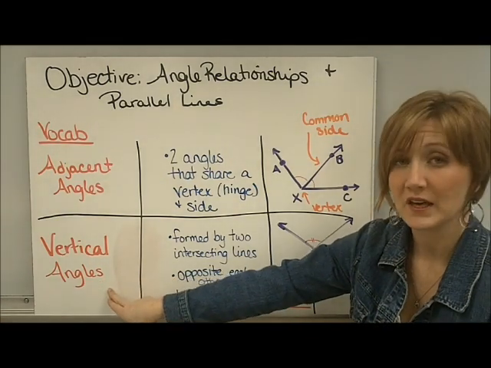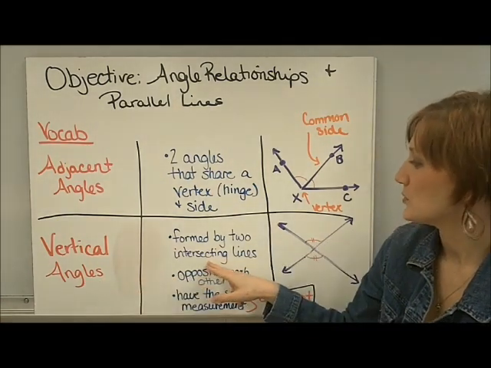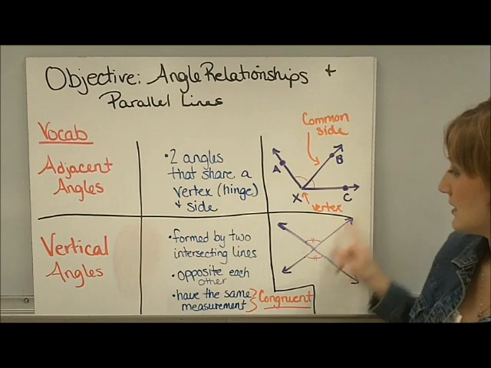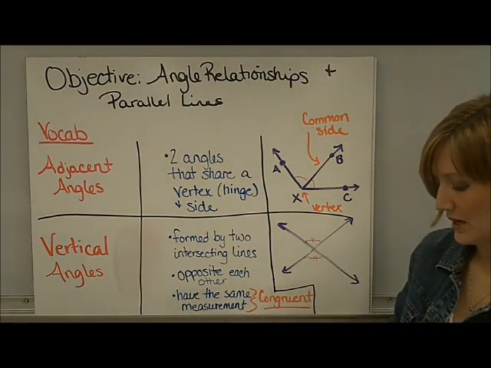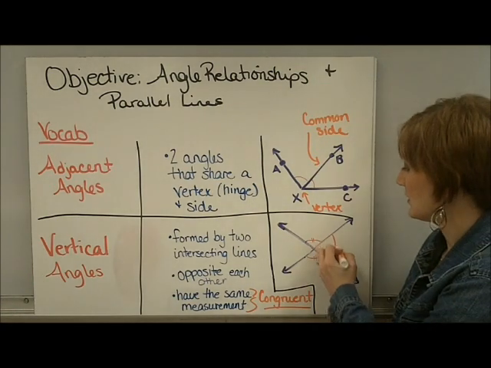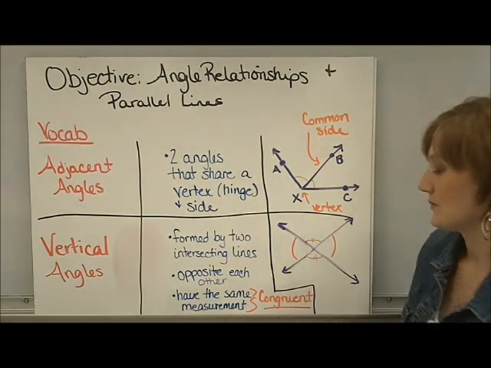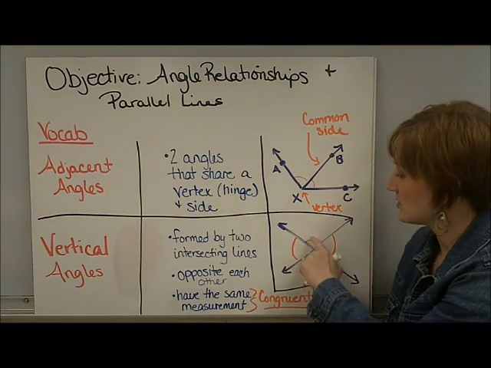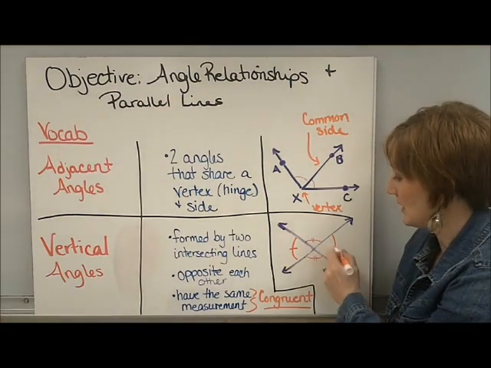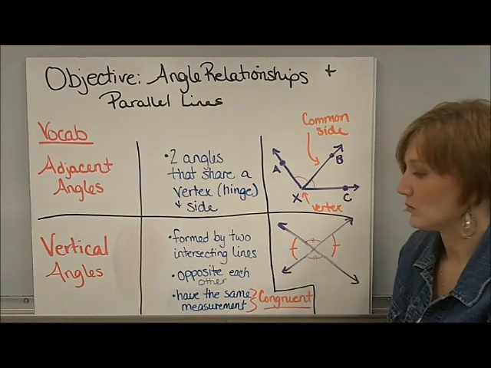We also have vertical angles. Vertical angles are formed by two intersecting lines, like these. They're opposite each other, which would be top and bottom. We would also have vertical angles, this would be a vertical angle, and these would be vertical angles. And these have the same measurement. We mark that by using these two lines, with the same number of lines on the angles that are equal.